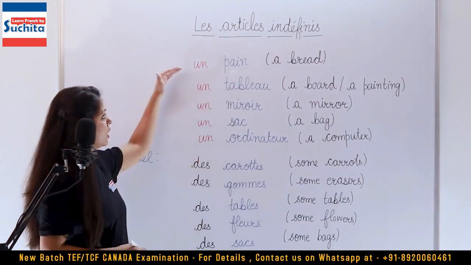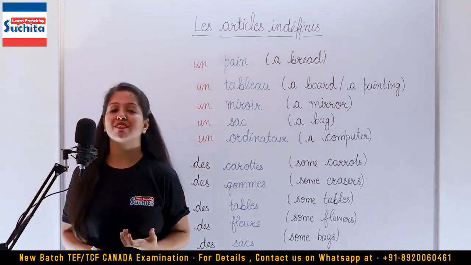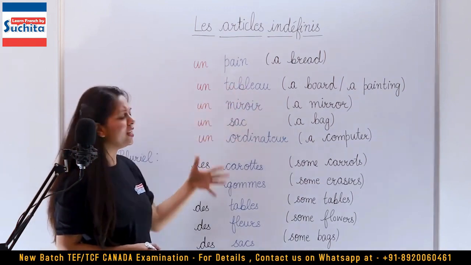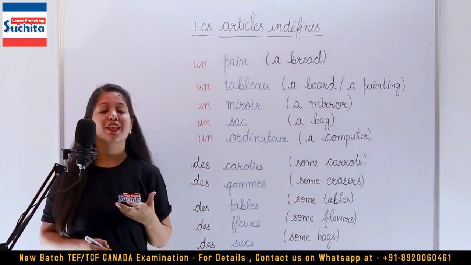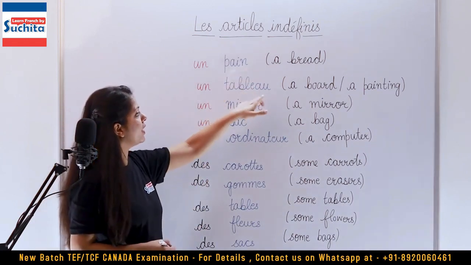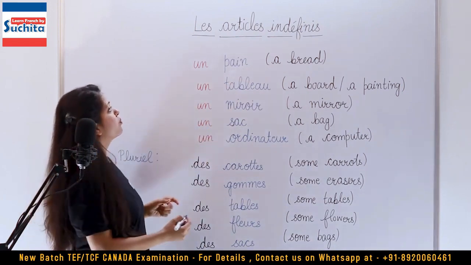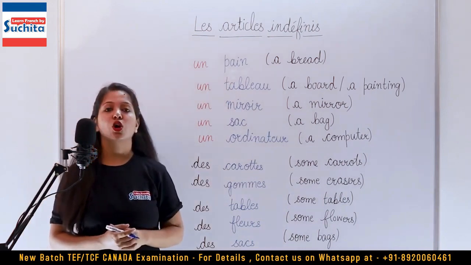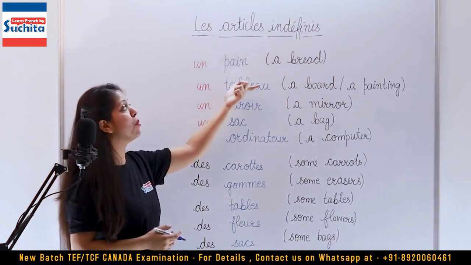Now here I have quoted certain examples of the words which are masculine singular. You can see all of them are ending with any consonant or any vowel but not the letter E. So that means if they are not ending with the letter E, they are all masculine. Let's start with the first one, pain. That's un pain, which means a bread.